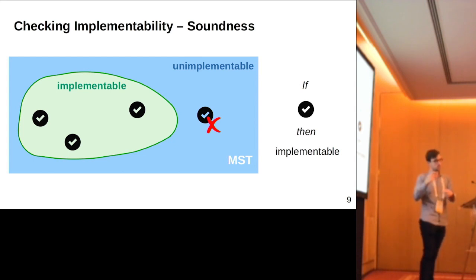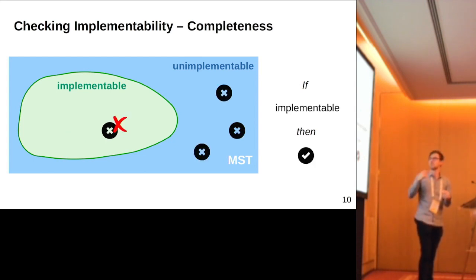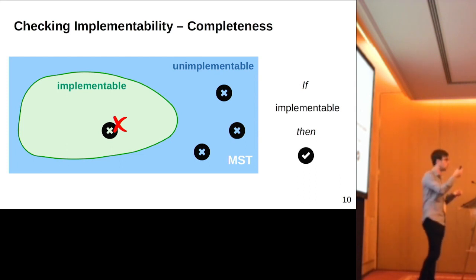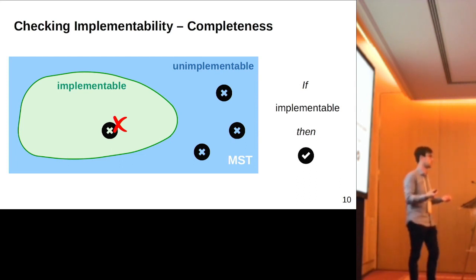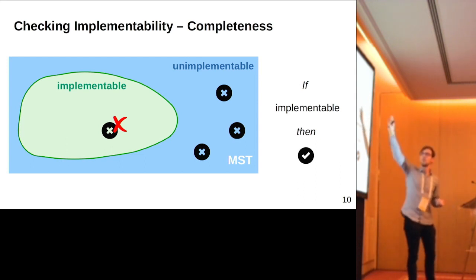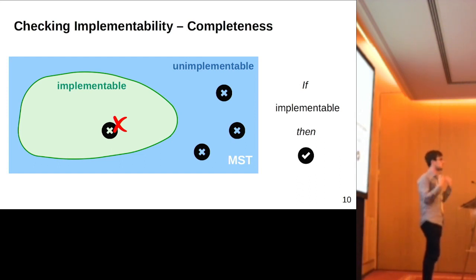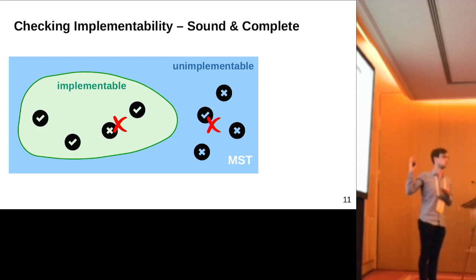If you think about completeness, it actually is the opposite statement. If it's implementable, then your algorithm should actually also give you the tick. So intuitively, you can have all the crosses in the blue part, but you should never get a cross in the green part. So if we say that we have a sound and complete MST projection operator, the overall picture looks like this. We get the ticks in the green part, no crosses in the green part, only crosses in the blue part, and no ticks in the blue part. And this is exactly what I talk about.